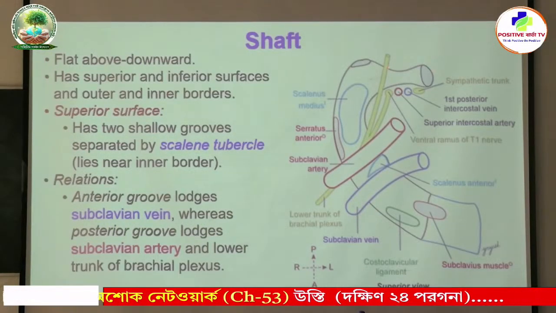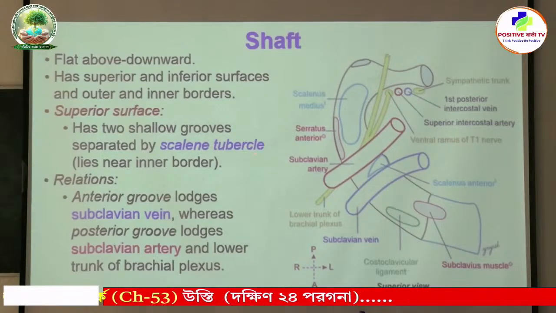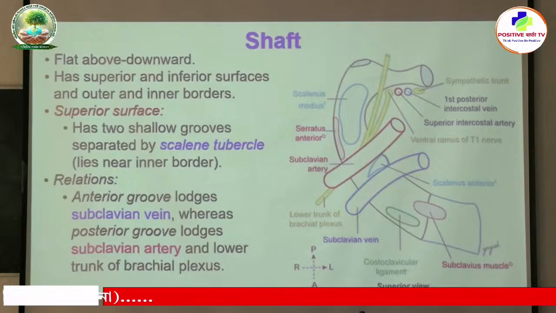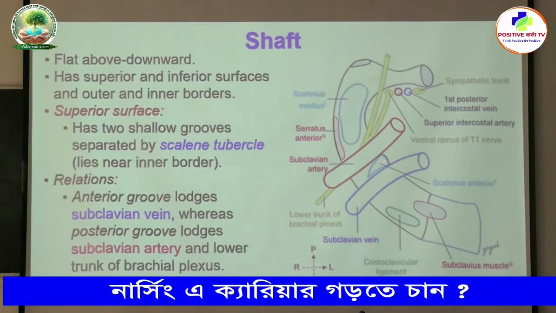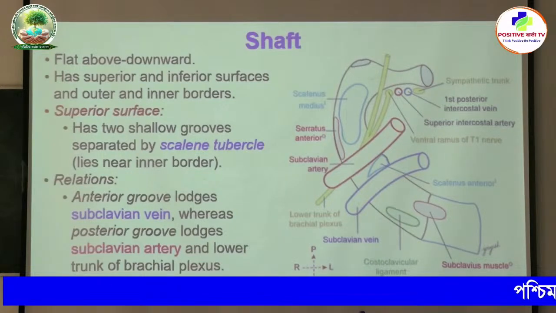Next we go to the shaft. Its relations we will discuss. The shaft is flat from above downward, has superior and inferior surfaces, and outer and inner borders. This is the outer border, this is the inner border. The superior surface has two shallow grooves separated by the scalene tubercle, which lies near the inner border. Here is the scalene tubercle where scalenus anterior is attaching. And these are the two grooves: the anterior groove contains the subclavian vein, and the posterior groove contains the subclavian artery and lower trunk of the brachial plexus.